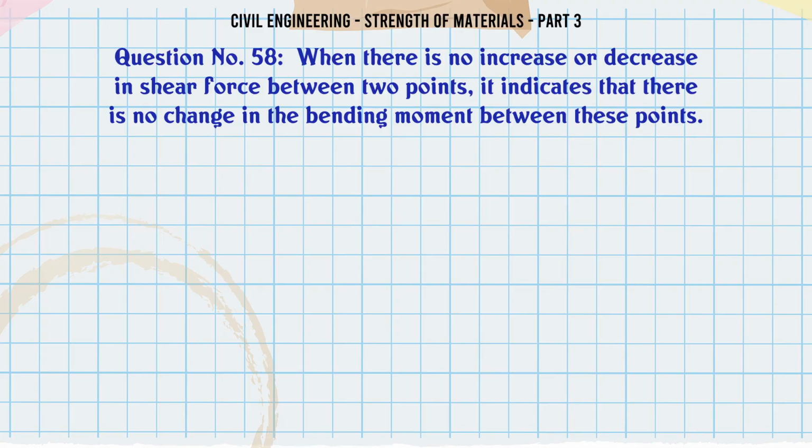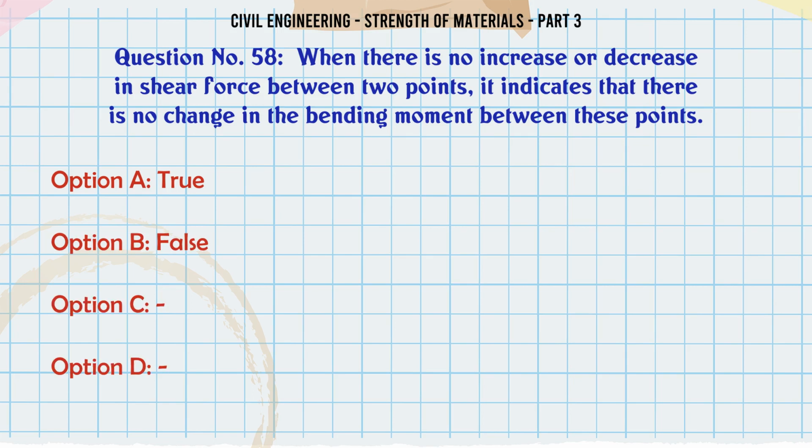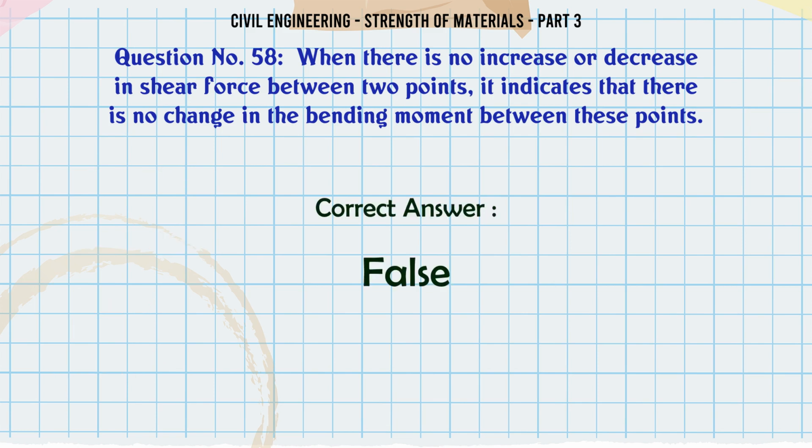When there is no increase or decrease in shear force between 2 points, it indicates that there is no change in the bending moment between these points. A. True. B. False. The correct answer is false.